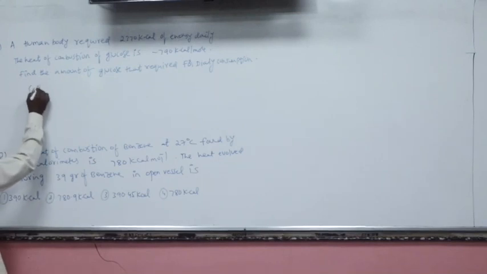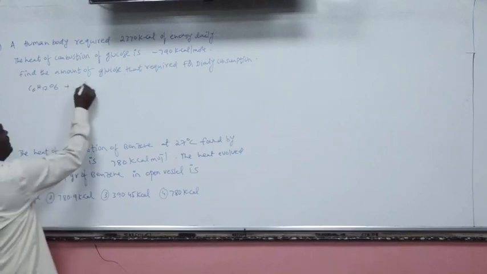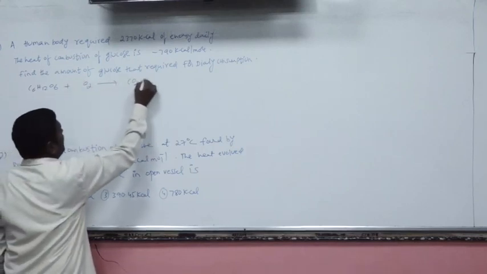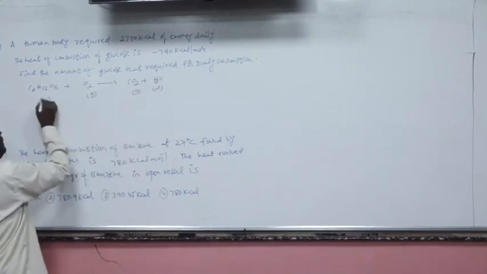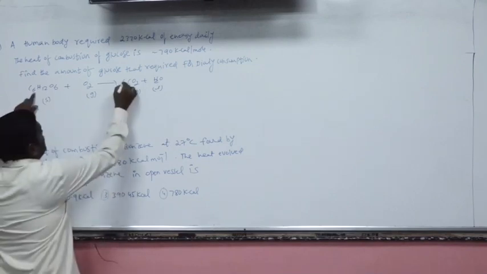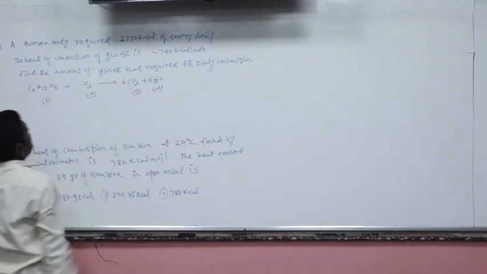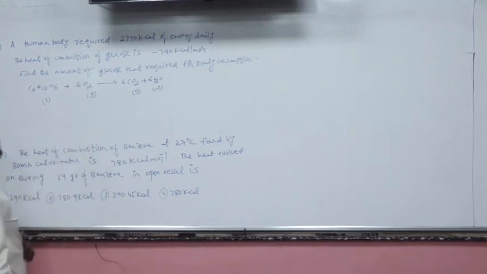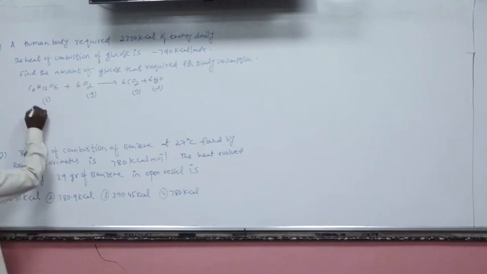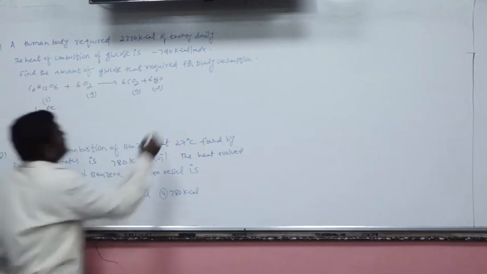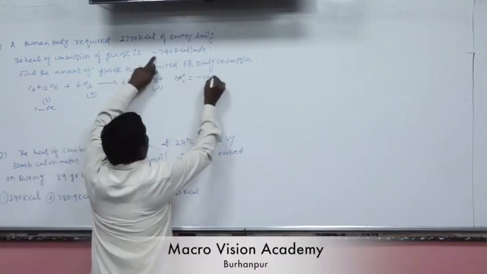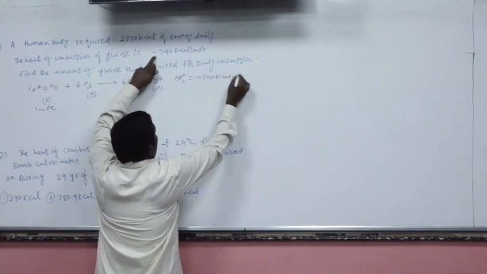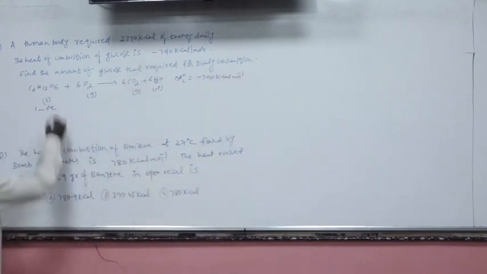Basically, C6H12O6 is the molecular formula of glucose. On oxidation, you will get CO2 and H2O. I am writing the standard states here. Glucose is a solid. For complete balancing, I am writing 6 CO2, 6 H2O and 6 O2. Now, as per standard condition, when 1 mole of glucose undergoes complete combustion, the heat energy released is 790 kilocalorie for 1 mole. 1 mole is nothing but the molar mass.